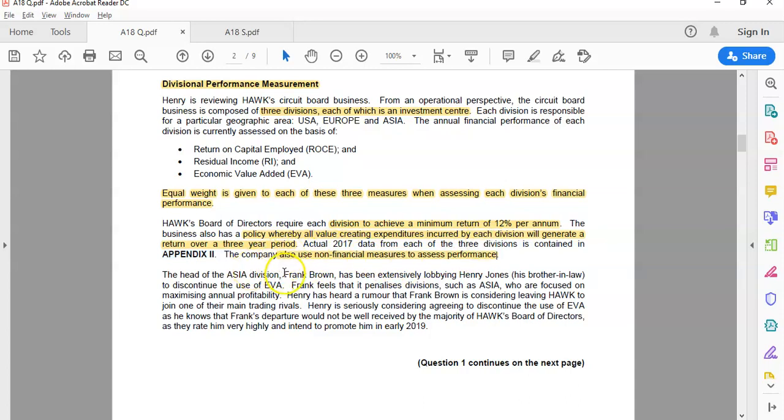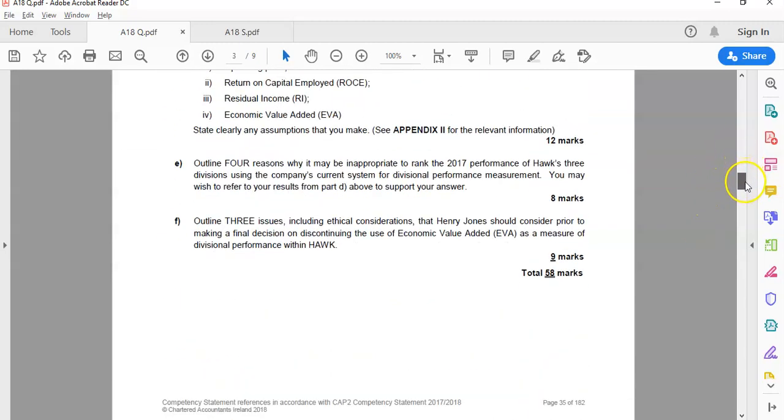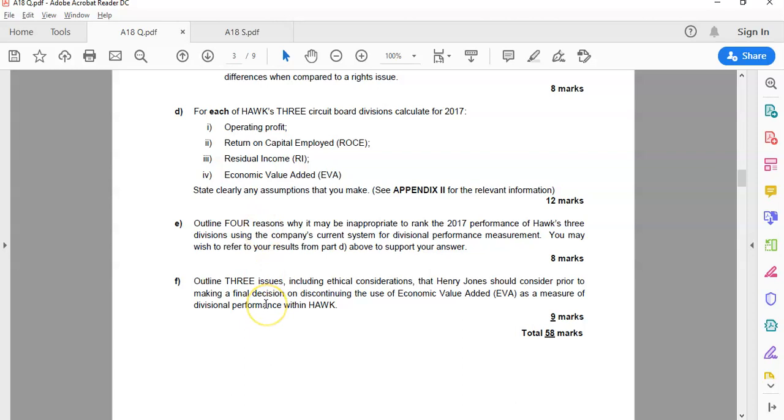The Asia division, Frank Brown, is lobbying Henry Jones, who is his brother-in-law, to discontinue the use of EVA, which is related to the last part in our question. He feels it penalises Asia, who is focused on maximising annual profitability. And Henry, the CEO, has heard a rumour that Frank is going to leave to a main rival. And he's seriously considering agreeing to discontinue the use because he knows Frank's departure won't be received well by the board. So that's where your ethical issue and your considerations you have to deal with in the last requirement. So it is important. I'd always read the questions first and then read the text.